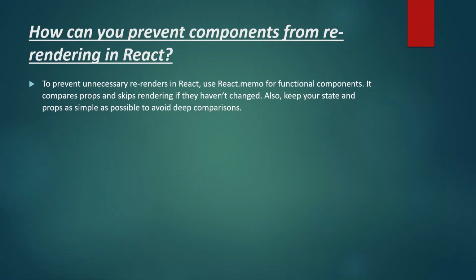To prevent unnecessary re-rendering in React, use React.memo for functional components. It compares props and skips rendering if they have not changed. Also, keep your state and props as simple as possible to avoid deep comparison.